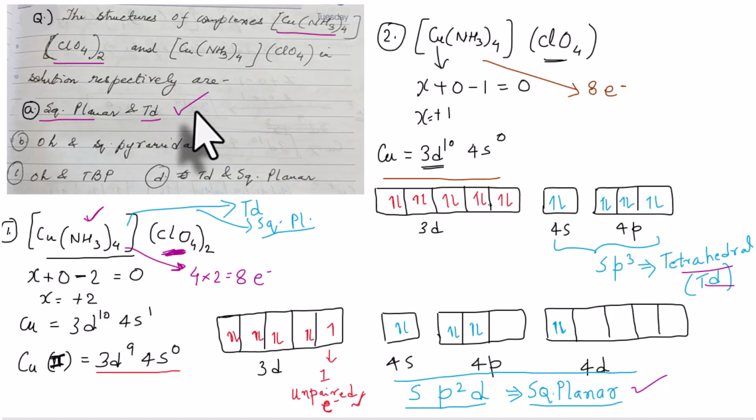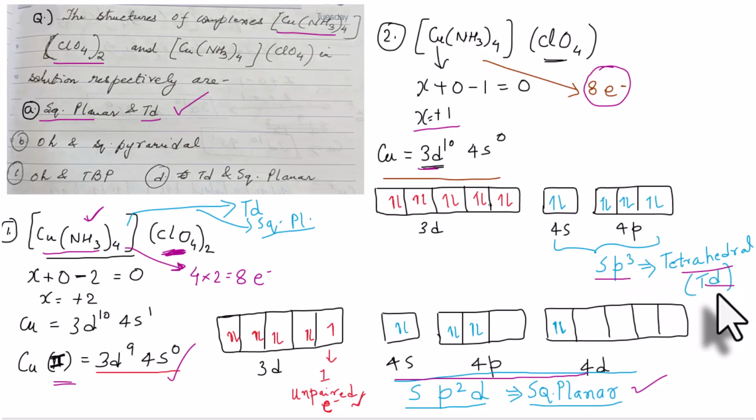So what is the difference between these two? The only difference between the two complexes is that in the first complex, copper is in the plus 2 oxidation state having a d9 configuration, where we have an unpaired electron. In the second complex, copper is in the plus 1 oxidation state, so we have a d10 configuration where there is no unpaired electron, and the 8 electrons of amine are easily accommodated in the 4s and 4p orbitals, giving rise to sp3 hybridization and tetrahedral geometry. So I hope this explanation is clear and helps. Thank you.